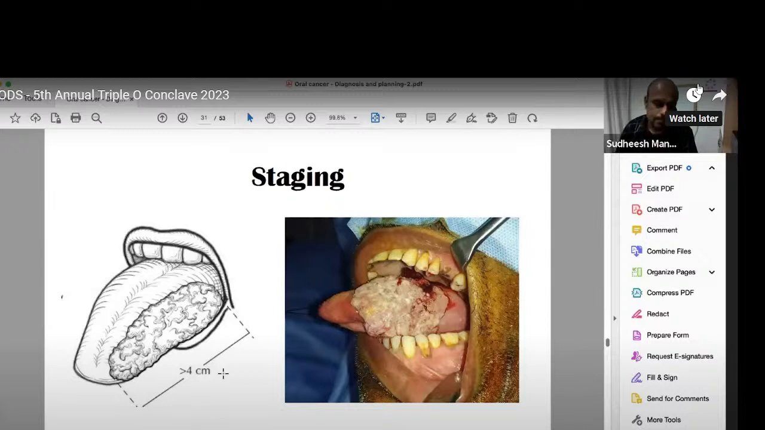Sir. Yeah, sure. So a lesion more than 4 centimeter is T3.